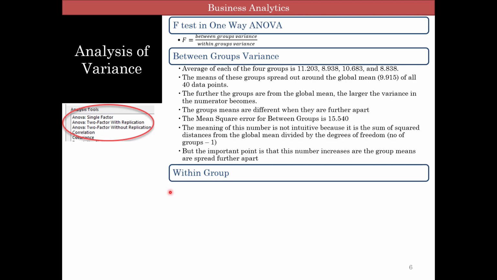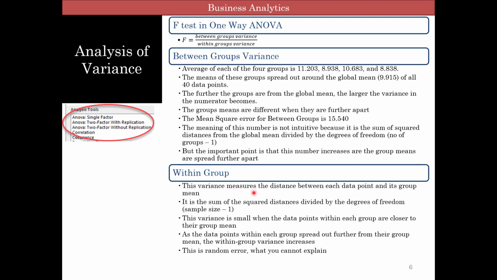Now let's look at the denominator, the within group variance. This variance measures the distance between each data point and its group mean. So we're looking at, for example, group 1, where 11.203 is the group mean, and we can look at all the 10 pieces of data and figure out what the distance is. So it's the sum of the squared distances divided by the degrees of freedom, which is sample size minus 1. This variance is small when the data points within each group are closer to the group mean, right? As data points within the group spread out further, the within group variance increases.